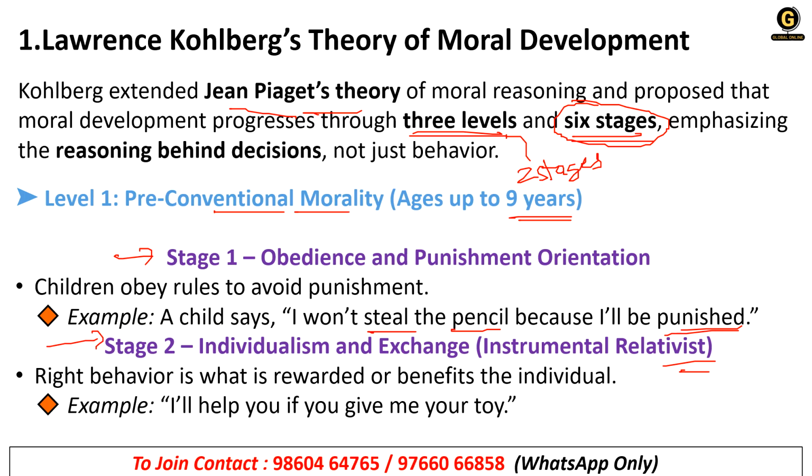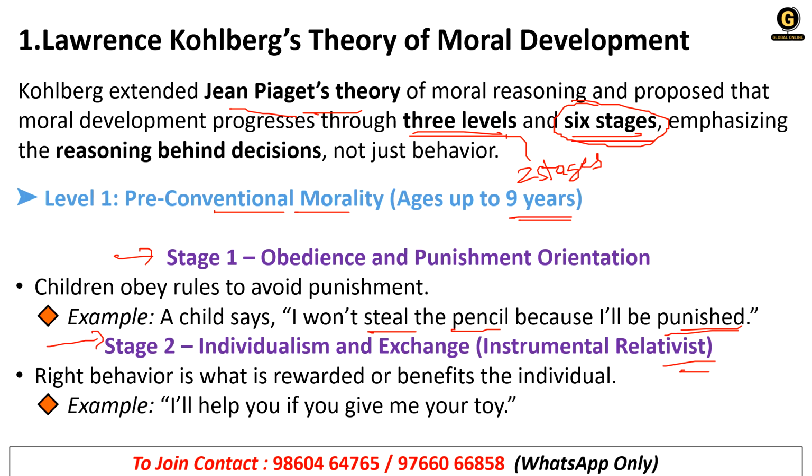So that is the second stage where the child will understand that if we do something good, we will get a reward, we will get benefit from it. So always do right things, correct things, the moral things, the ethical things. Clear? That is stage 2.